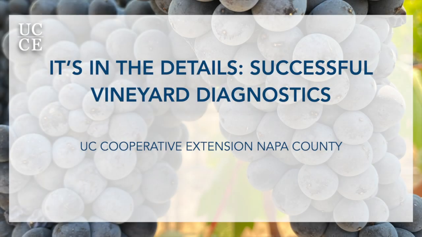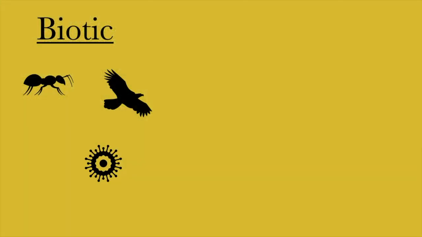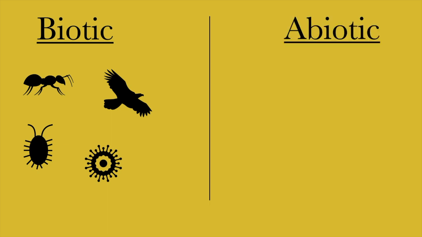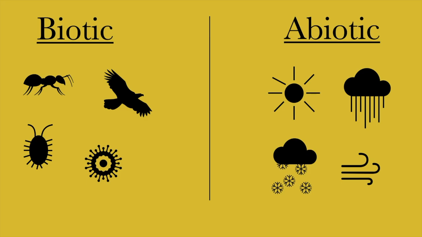Hi there. We're going to talk about how successful vineyard problem diagnostics begin by accounting for all the details. Vines are living organisms, and as such, they are susceptible to biotic factors like pests and diseases and abiotic factors like environmental conditions, just like a human.